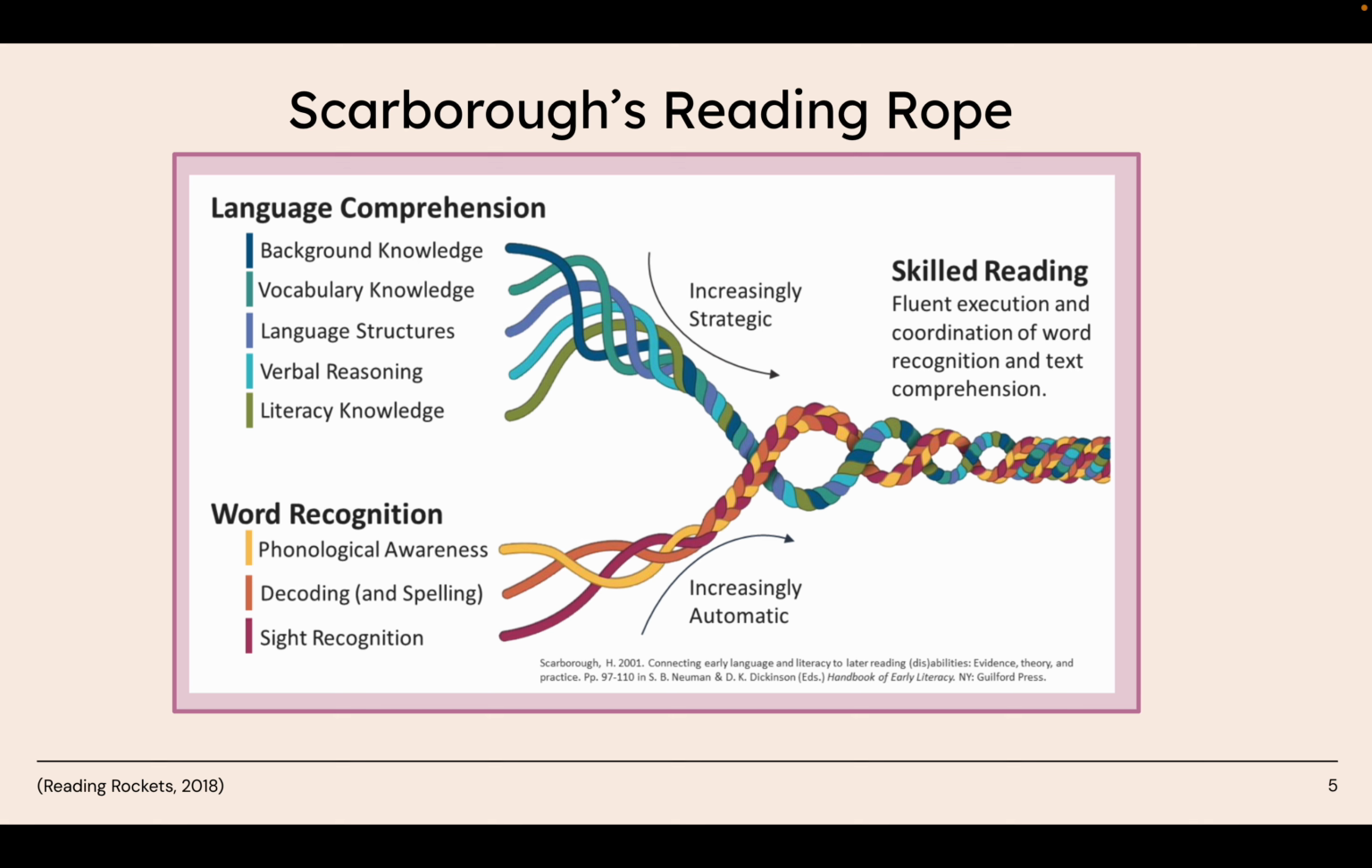It's also important to be reminded of Scarborough's reading rope. When we think about comprehension, we think about this idea of language comprehension plus word recognition getting us to a point where we're able to access meaning and take meaning from what we're reading. So if we're thinking about the reading competencies that I just discussed, all of these things combined lead to a deeper understanding of the written word that we're reading.